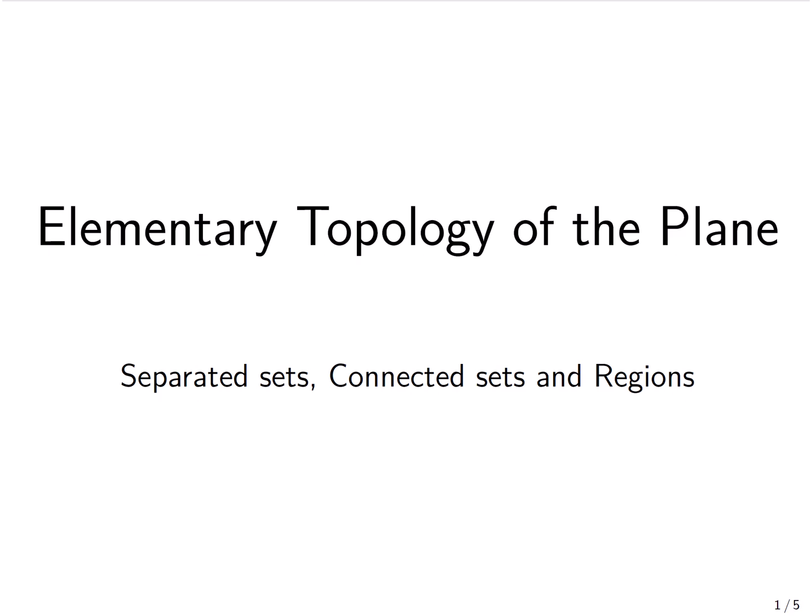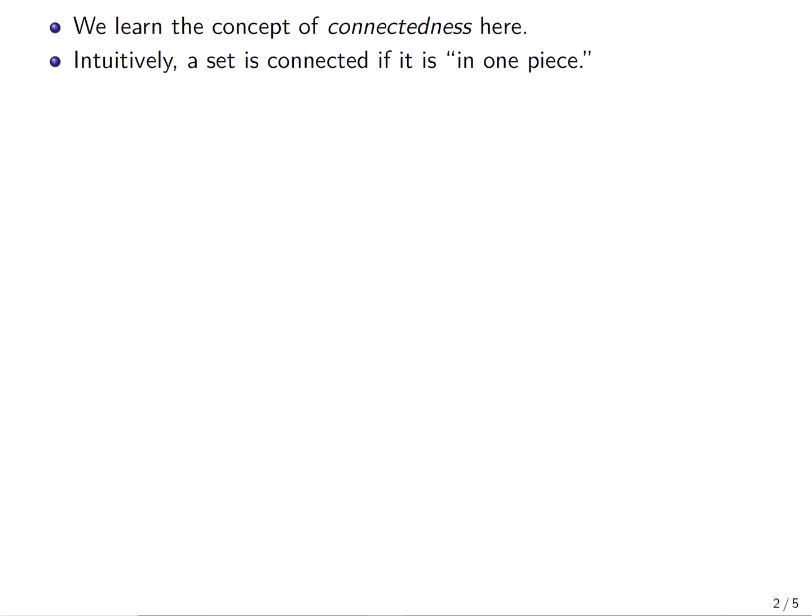In this video, we're going to learn concepts called separated sets, connected sets, and regions. First, we learn the concept of connectedness. As the name suggests, connected means they are in one piece. So they are connected, one piece. But let's see how the mathematical definition looks.